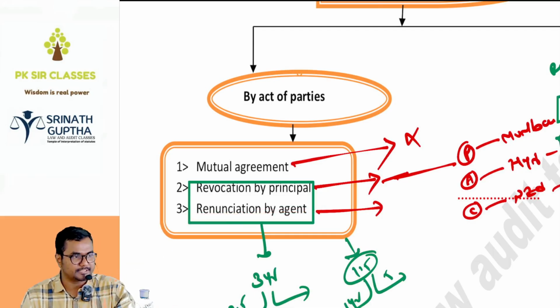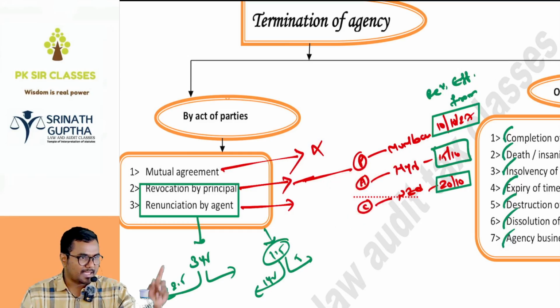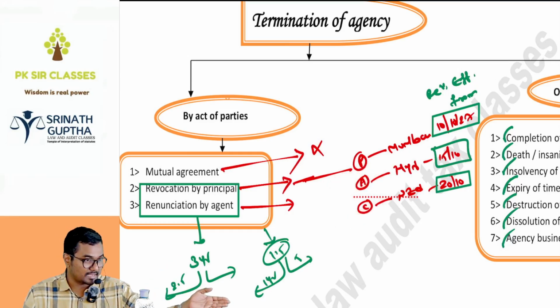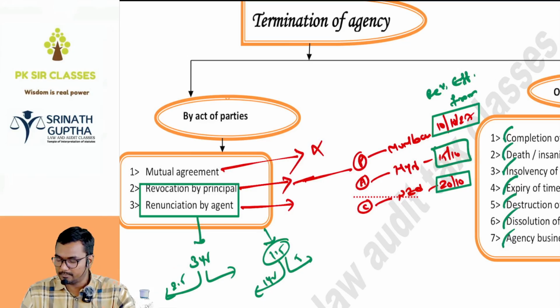Actually, when I am removing the agent, I am staying in Mumbai, the agent is in Hyderabad, and the customer is in Nizamabad. I am removing her as an agent on the 10th. The agent came to know on the 15th. The customer came to know on the 20th. For me, the agency ends on the 10th. For the agent, it ends on the 15th. And for the customer, it ends on the 20th.